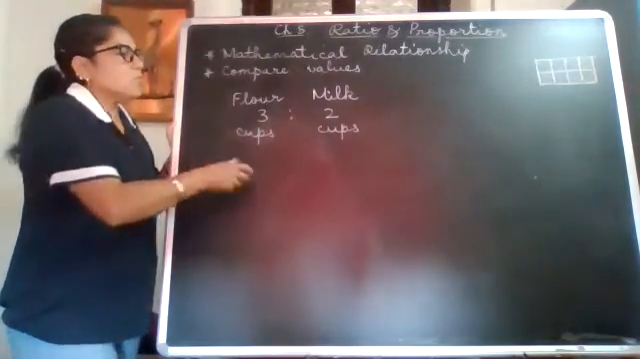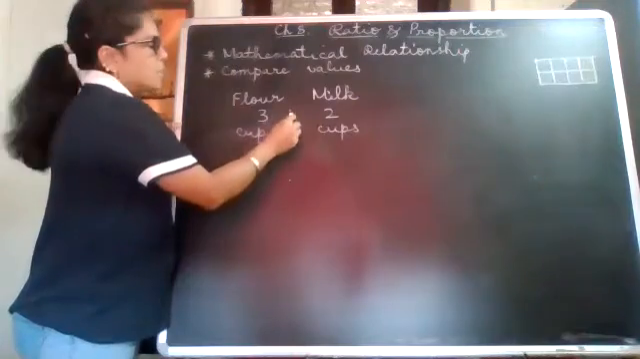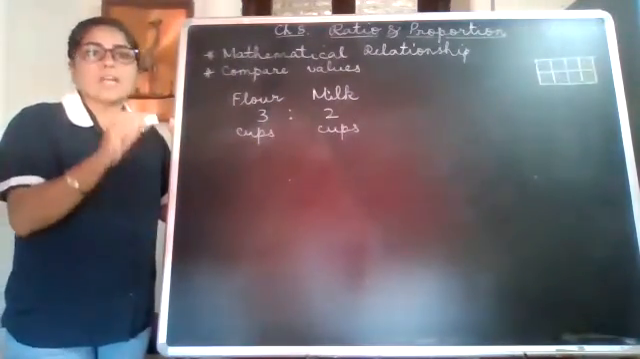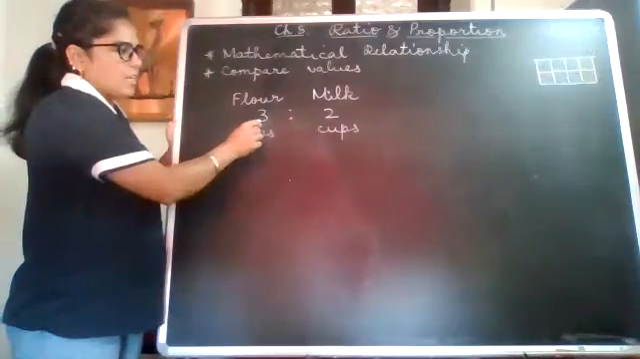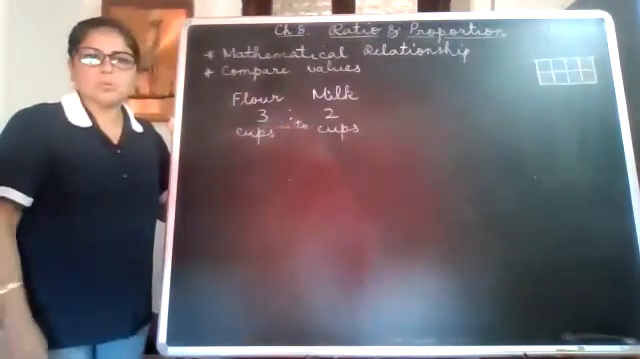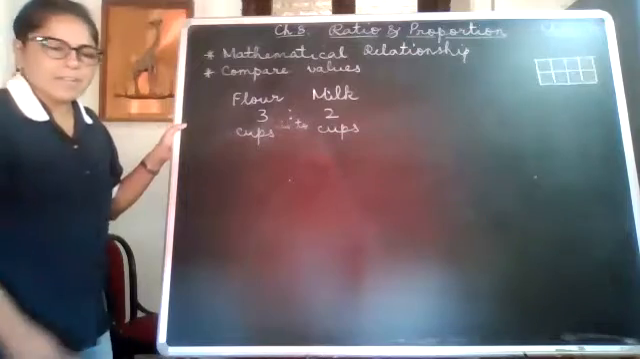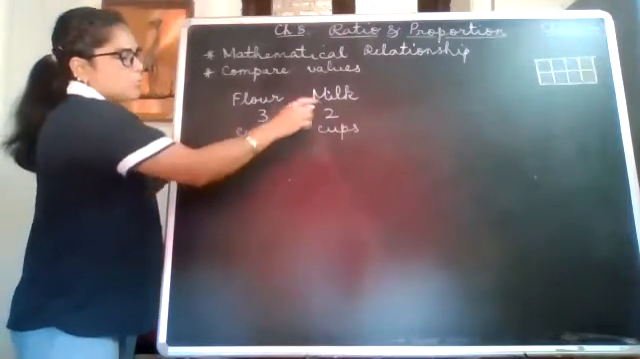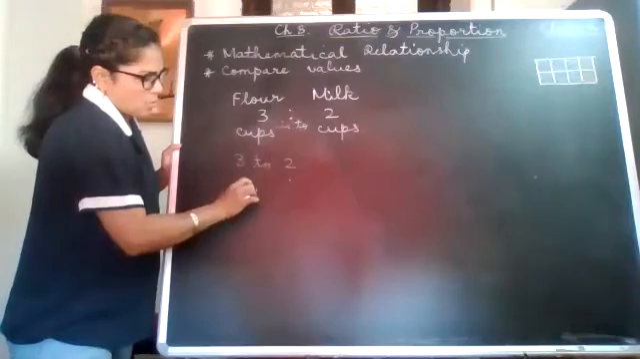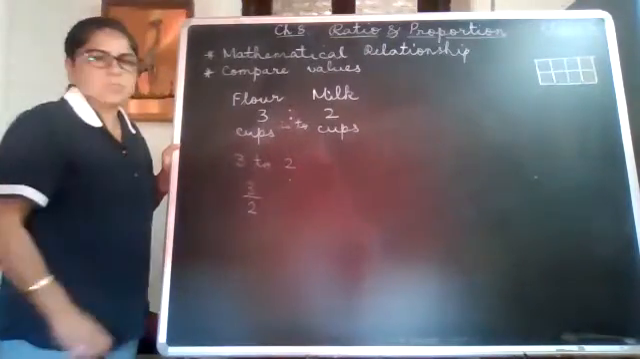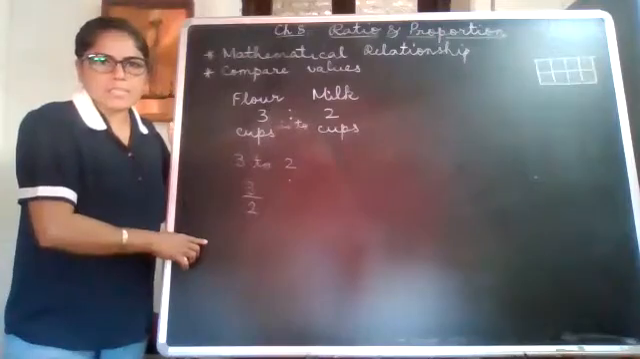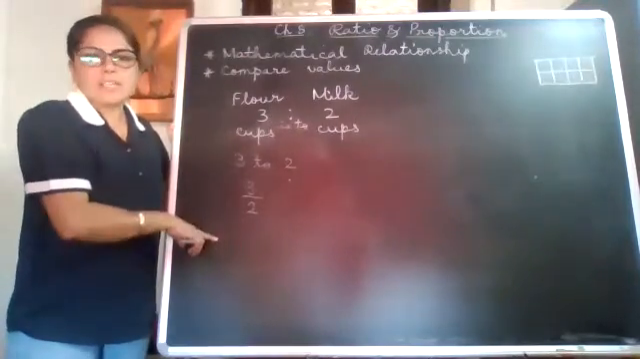So when I wrote this, I told you that this is read as "is to". So how do we read this? 3 is to 2. So ratios can be read in different ways. You can simply say 3:2 or 3/2. So these are the different ways in which a ratio can be written. Now this is one particular example.